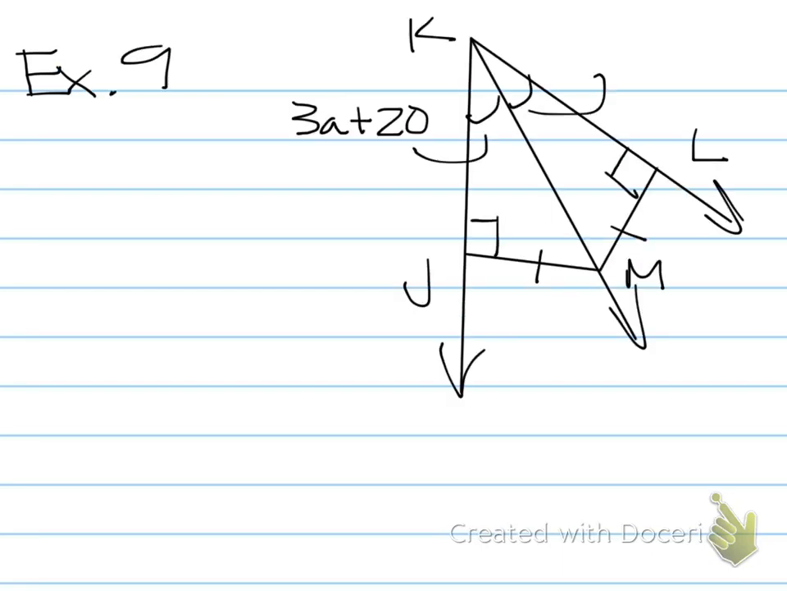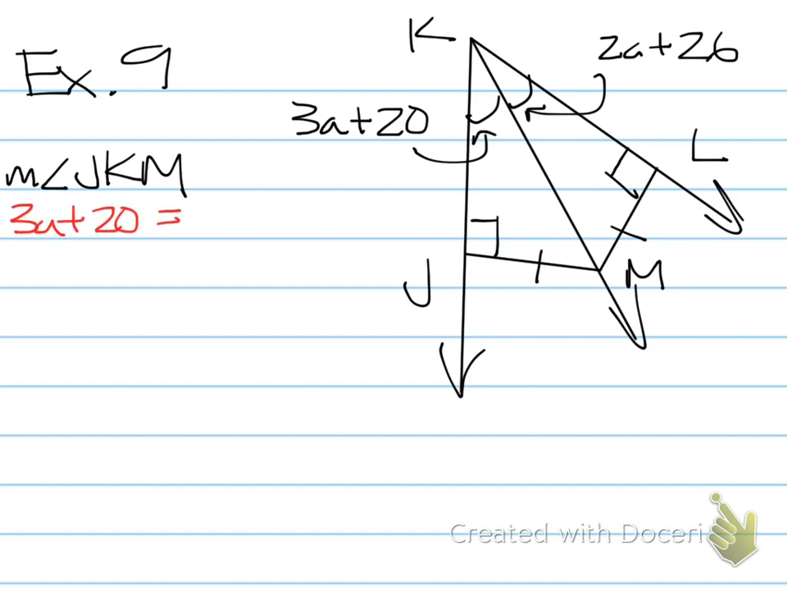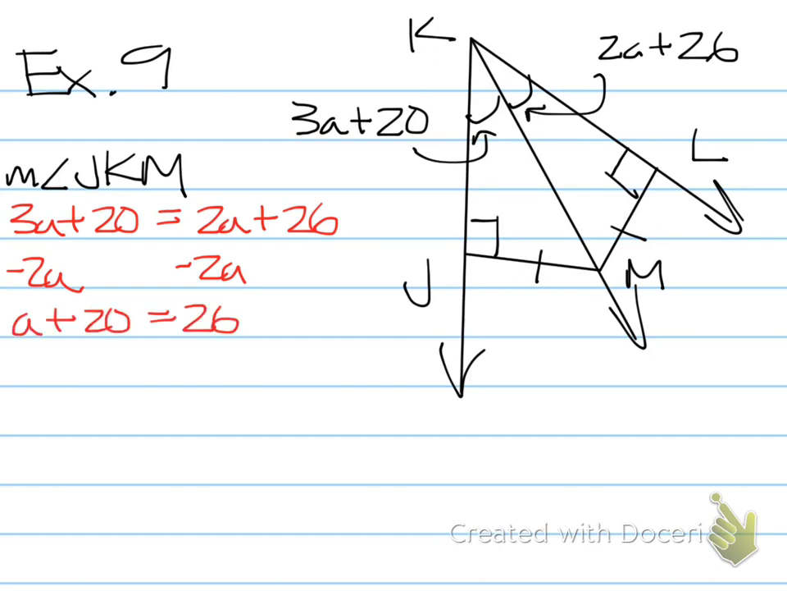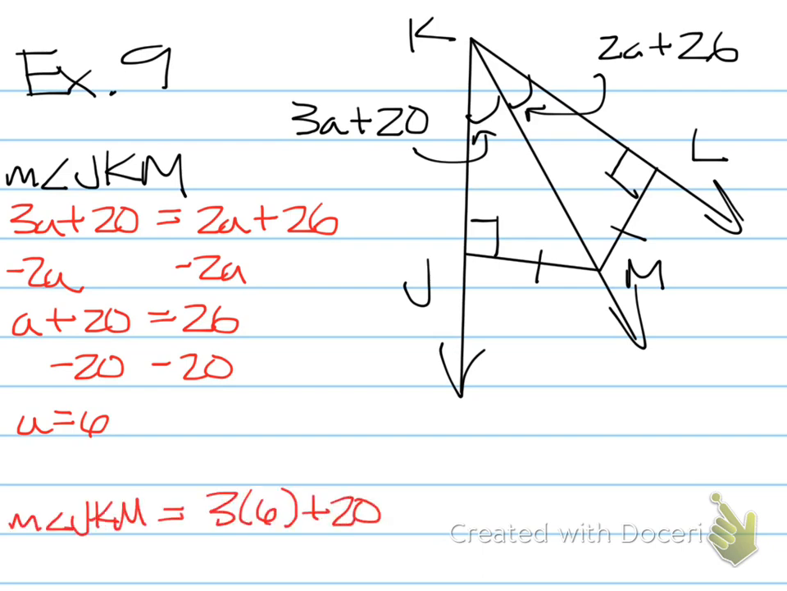In this figure, KM is the angle bisector. So we're going to set those two expressions equal to each other and solve for a. Subtract 2a from both sides. And then subtract 20 from both sides. We get a equals 6. Plug that value of a into the expression for JKM, and we get 3 times 6 plus 20, which is 38.